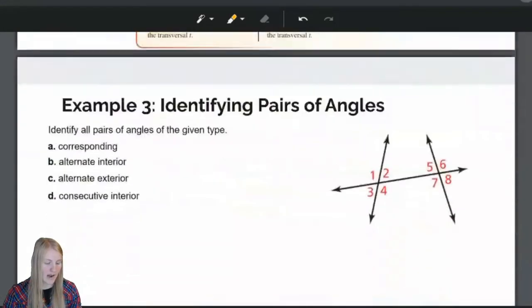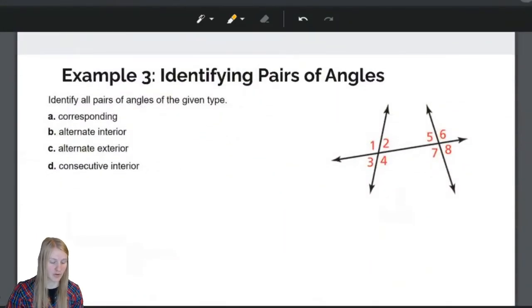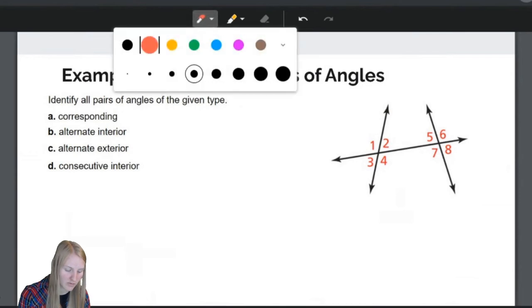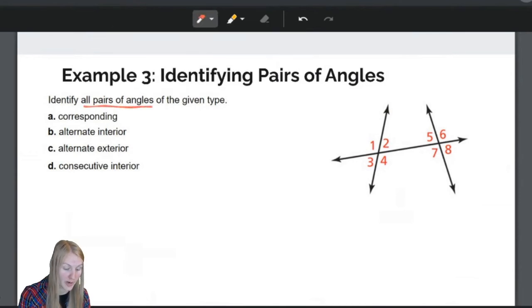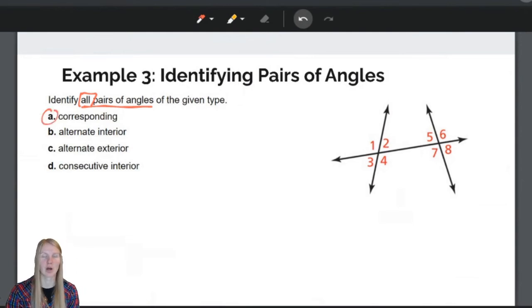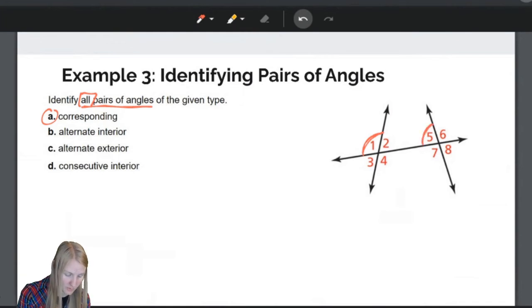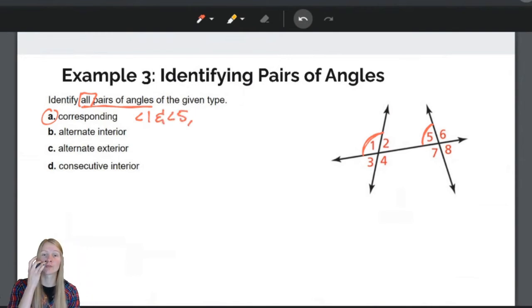Okay, let's do an example, our last example for this video. We want to identify all pairs of angles of the given type. So first, let's look at corresponding angles. Now, corresponding means in the same position. So here, angle 1 is on the top left, 5 is on the top left. So angle 1 and angle 5 are corresponding.